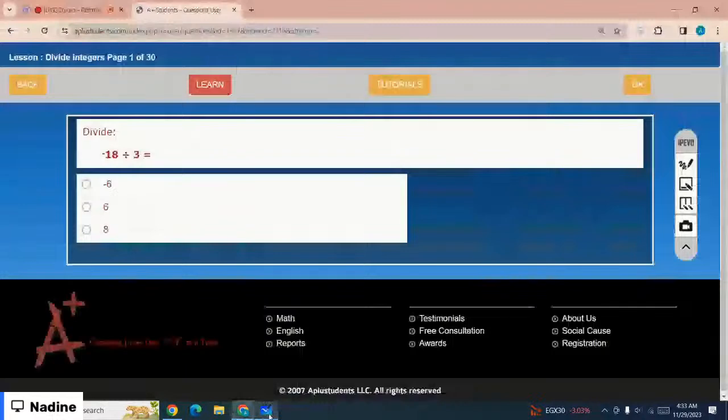Okay, negative 18 divided by 3, which is the correct option? You are dividing a negative number by a positive number. One of the numbers is negative, so the answer must be, yes, that would be negative 6. The correct option is negative 6.